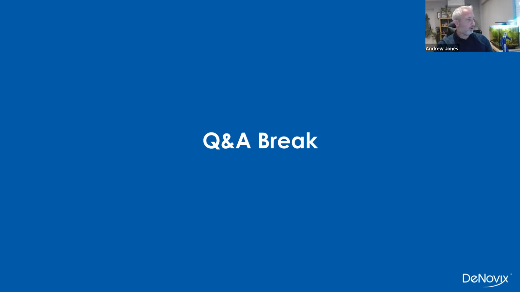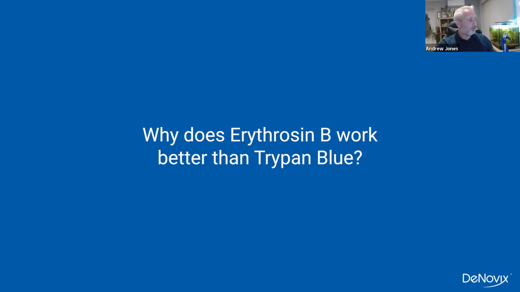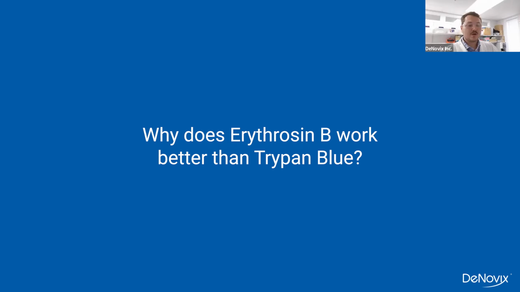The other question was, why does erythrosin B work better than trypan blue? Yeah, so erythrosin B is superior to trypan blue, like I said, because it is non-toxic. It has a longer lasting stability when stored and enhanced optical contrast for automated counting systems, just like the CellDrop.